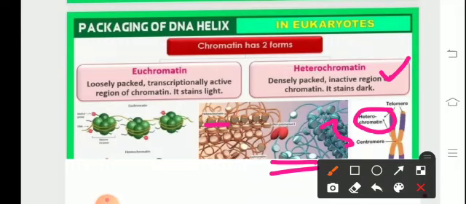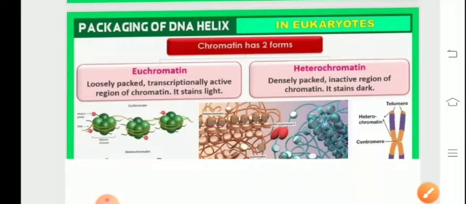In this module, we discussed the packaging of DNA helix. Hopefully, you must have garnered all the concepts thoroughly.